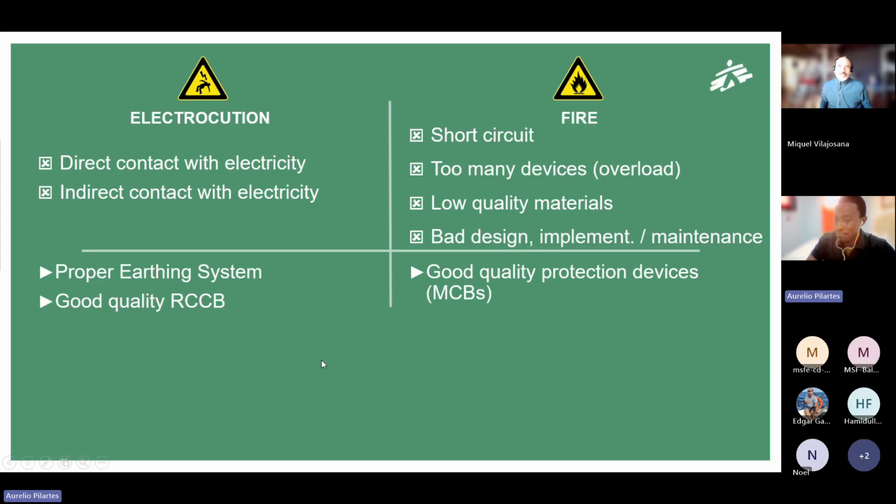We find very often in our projects bad quality RCCBs, which can be dangerous because these RCCBs do not give their protection properly. Some of them don't really protect, depending on the brand and everything. So good quality RCCBs are always better. There are known brands that we should use and stick to.